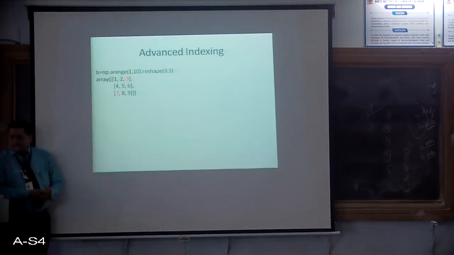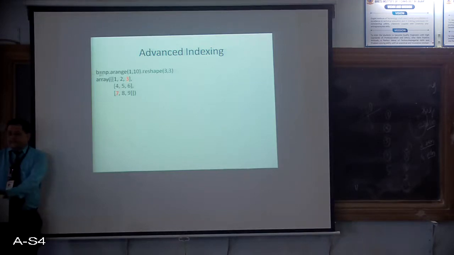Let us look at a few more examples. B is a NumPy array that looks like this. I have used the reshape method. This gives me an array from 1 to 9, and I am reshaping it to be a two-dimensional array of order 3 by 3. So this will be the resulting NumPy array B.